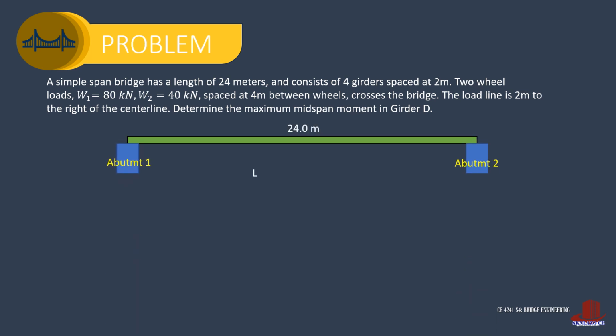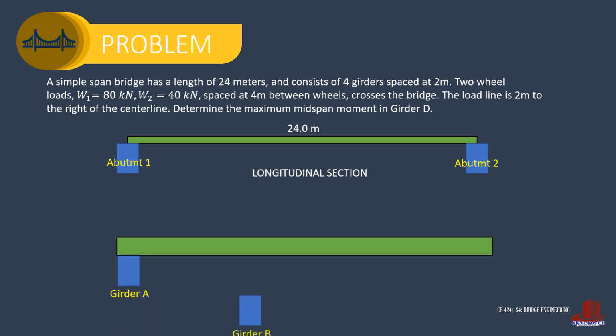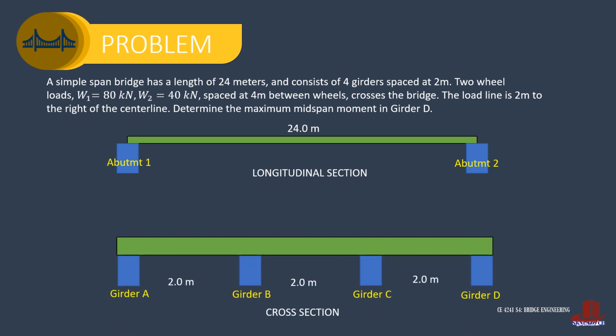The longitudinal section shows the bridge's length of 24 meters. The cross-section, on the other hand, consists of the 4 girders A to D, which are spaced at 2 meters. With a center line, girder A then is at -3, girder B is at -1, girder C is +1, and girder D is at +3. The wheel loads are at 2 meters to the right of the center line.